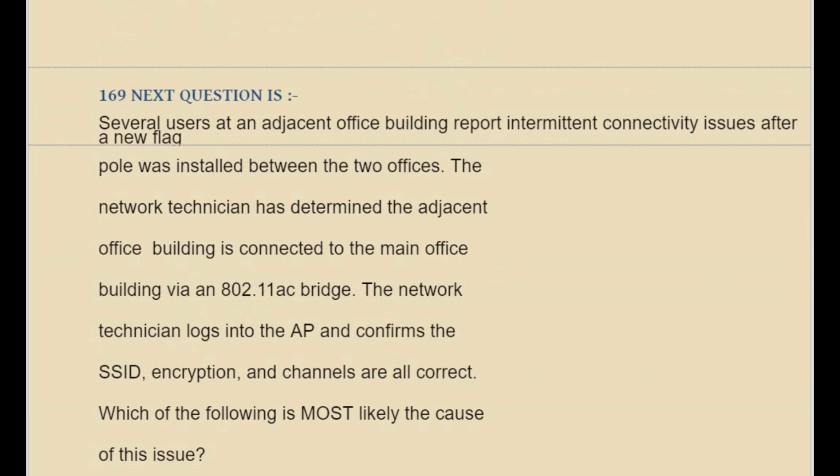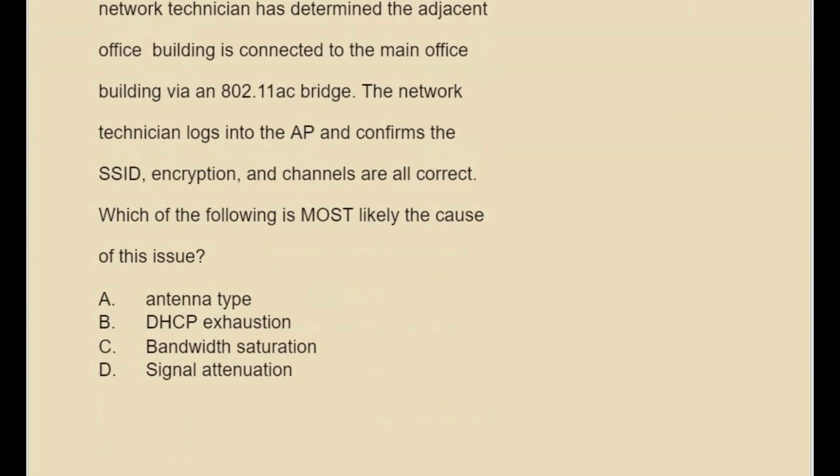Question is, several users at an adjacent office building report intermittent connectivity issues after a new flagpole was installed between the two offices. The network technician has determined the adjacent office building is connected to the main office building via an 802.11 AC bridge. The network technician logs into the AP and confirms the SSID encryption and channels are all correct. Which of the following is most likely the cause of this issue?